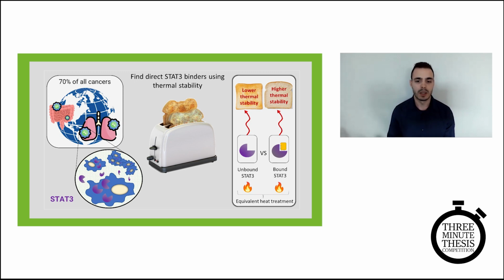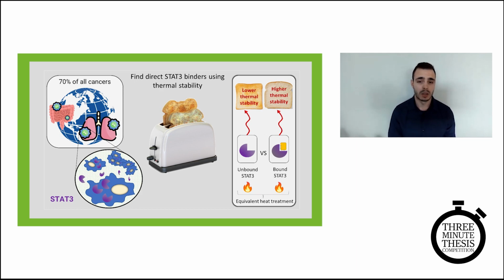A simple analogy of this is a toaster and two different slices of bread. Picture the bound STAT3 molecule as a frozen slice of bread and the free STAT3 as a fresh one. If we toast both of these breads for 2 minutes, the fresh one would get golden crisp. However, the frozen one would still be soggy. And that's because they have different thermal stability.